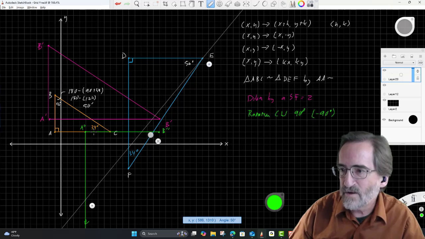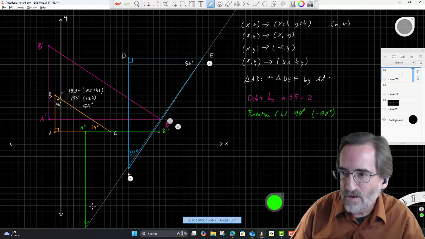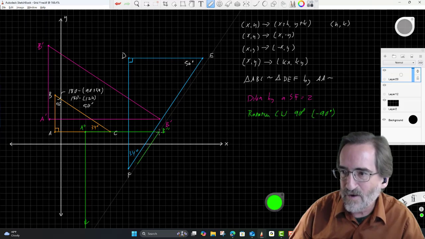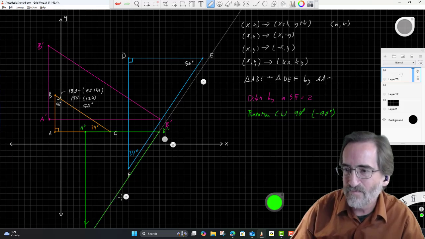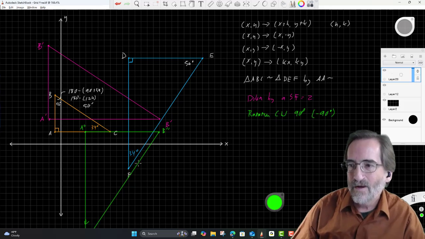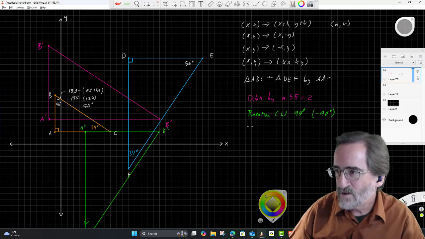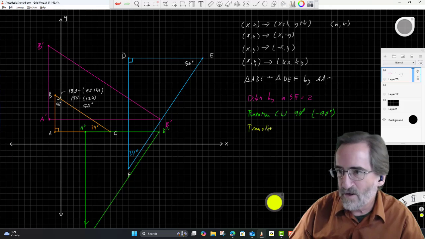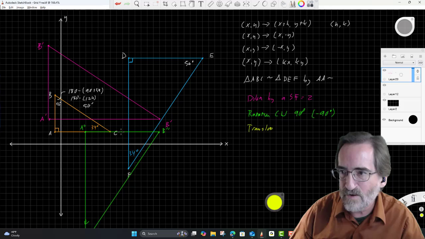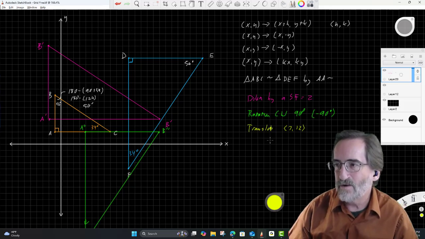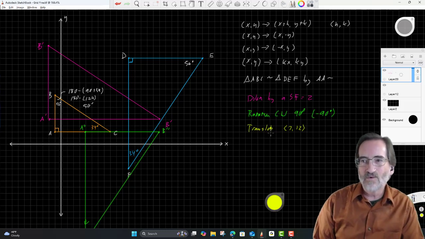It's going to be parallel to EF, so I'm just going to draw a line parallel to EF that goes through B. Not too far off the page, but just a little bit off the page here. Okay, and then we want to translate. Now we can tell how we're going to translate. Let's go yellow. Translate. I'm going to use a vector. So A double prime goes right 2, 4, 6, 7, up 2, 4, 6, 8, 10, 12. So right 7 and up 12. So those are the transformations that map the orange directly onto the blue.